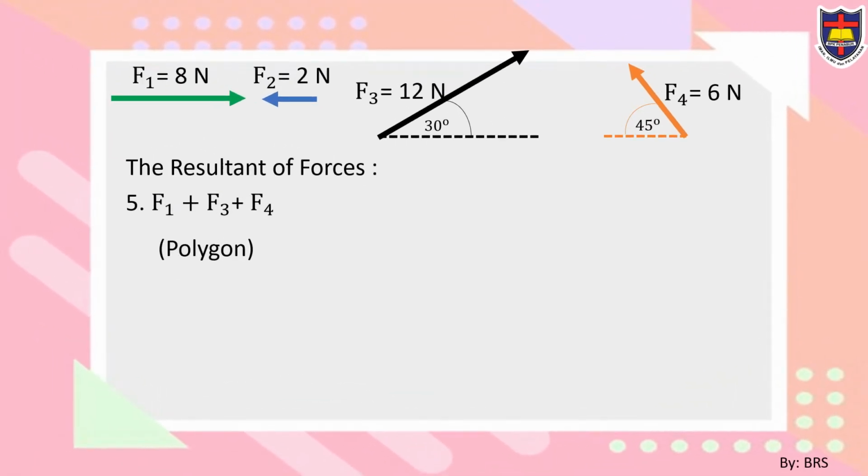Next, the resultant of forces F1 plus F3 plus F4 by polygon method. First, draw the vector of F3 12 cm to the top, and then vector F4 6 cm to the top with the head of F3 to the tail of F4, and then draw F1 8 cm to the right with the head of F1 to the tail of F3, and then draw the resultant of forces from the tail of F1 to the head of F4, so the red vector is the resultant.